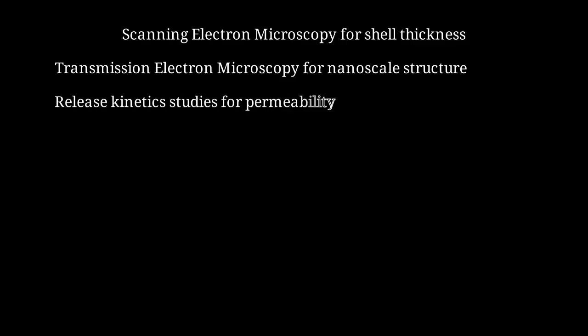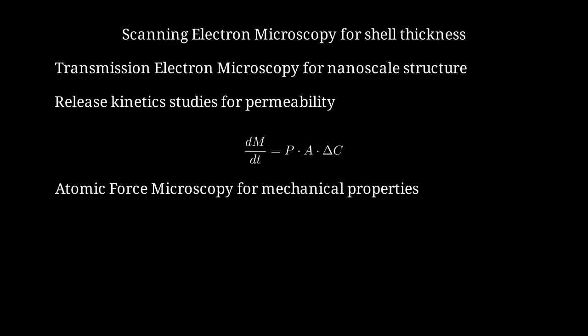Permeability is typically measured indirectly through release kinetic studies, where you monitor the concentration of released material over time. The release rate dm/dt equals permeability P times surface area A times concentration difference ΔC. Atomic force microscopy can probe the mechanical properties of individual capsules, measuring shell stiffness and elasticity. Let's discuss some common challenges in microencapsulation and how to address them.